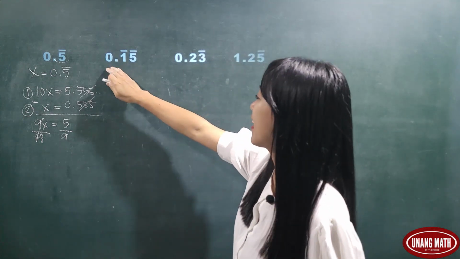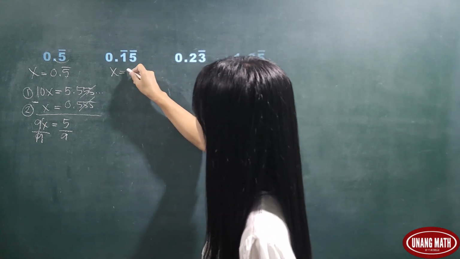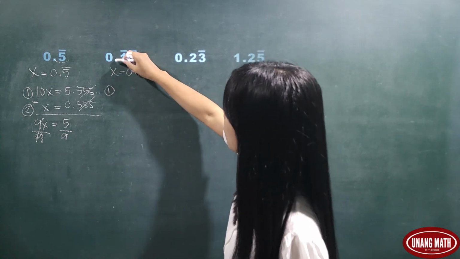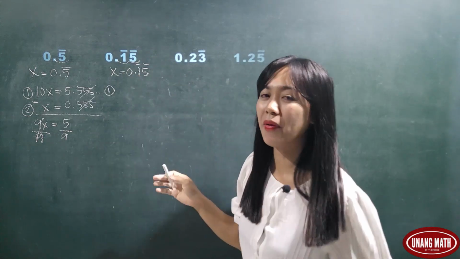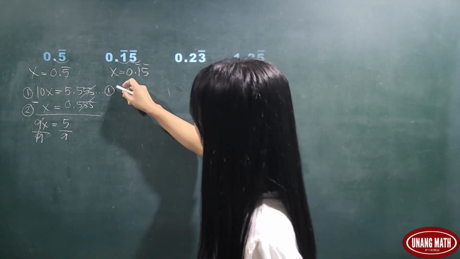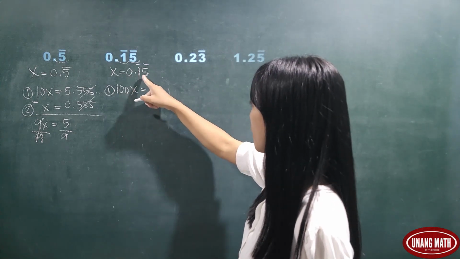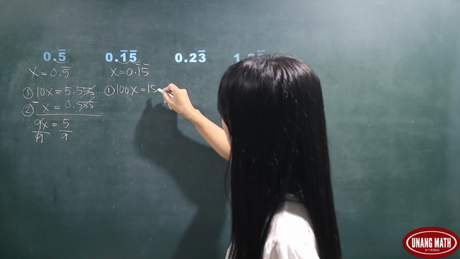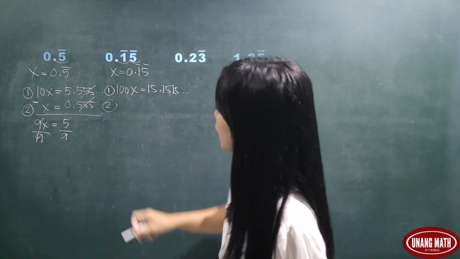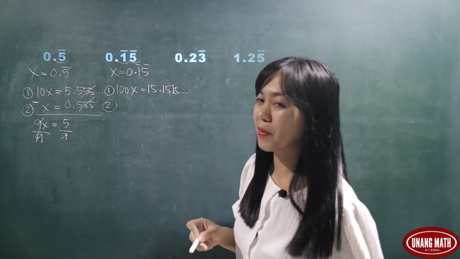Okay, how about this next repeating decimal, 0.15 repeating. So x is equal to 0.15 repeating. For our first equation, just move this decimal point 2 times to the right. Moving 2 times is multiplying by 100. So 100 times x is 100x, equal to 0.15 repeating times 100. This is 15.1515 repeating.